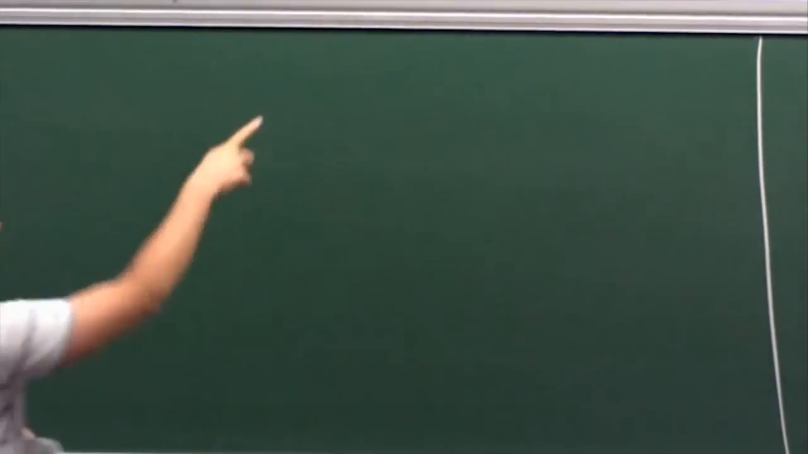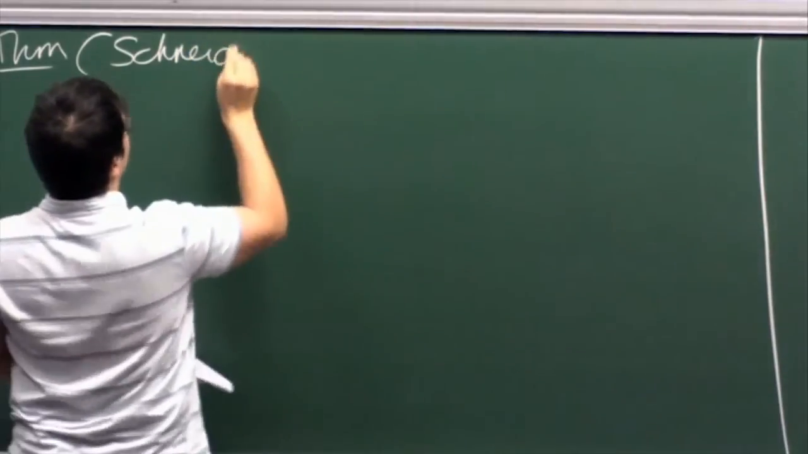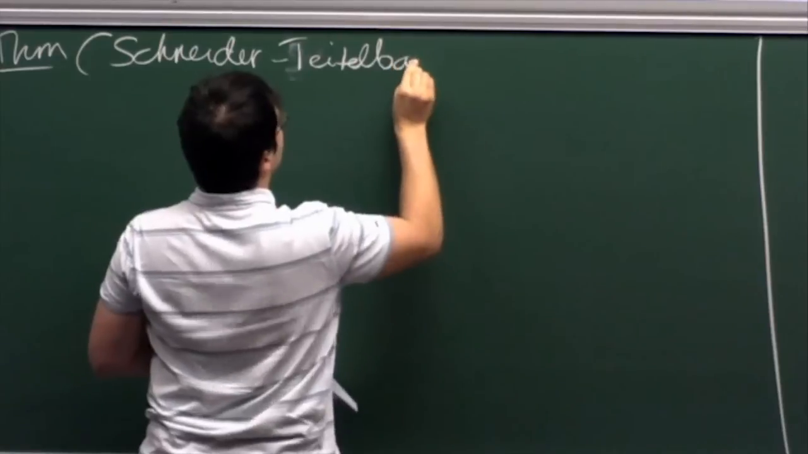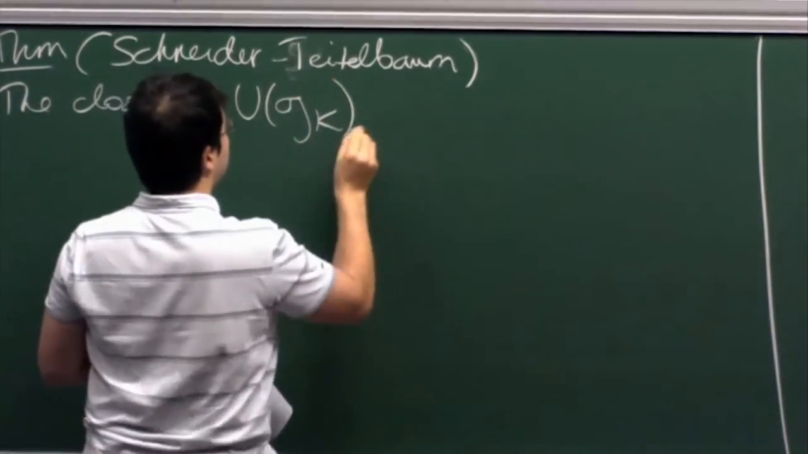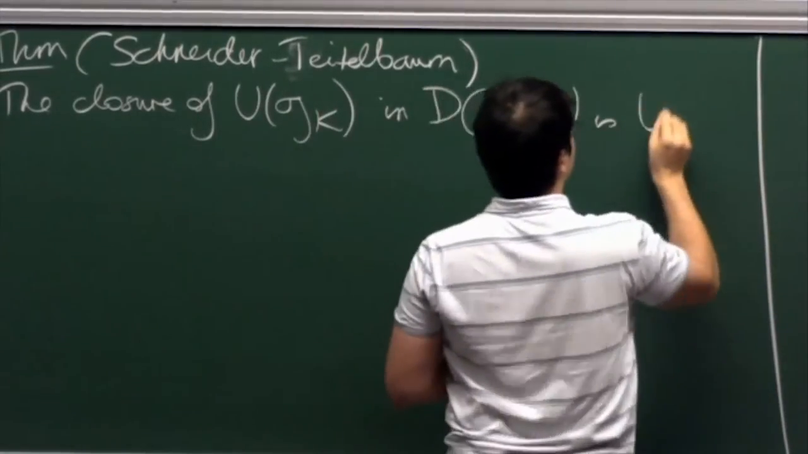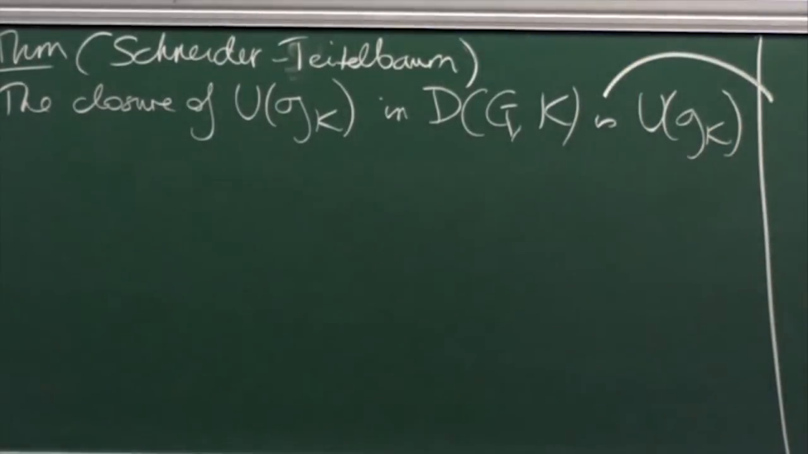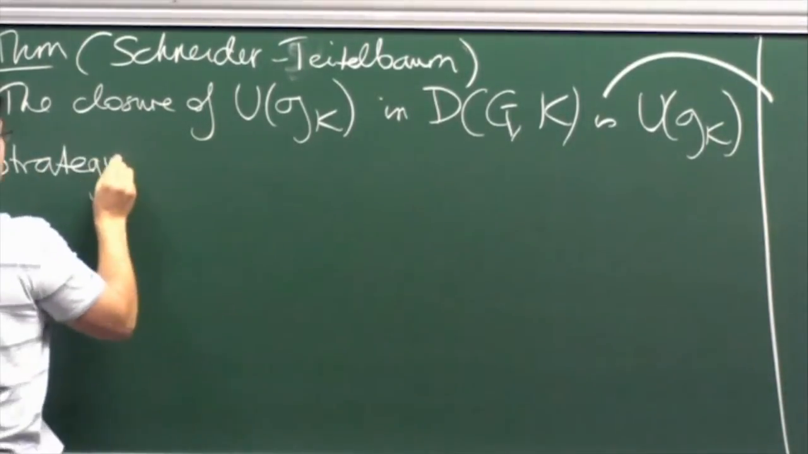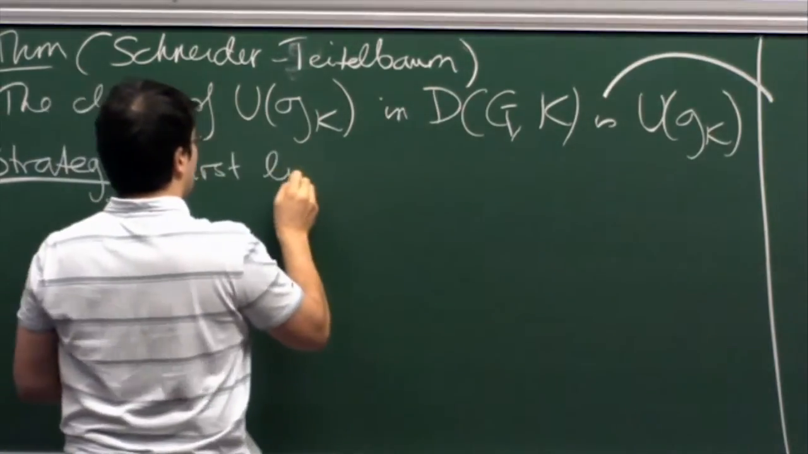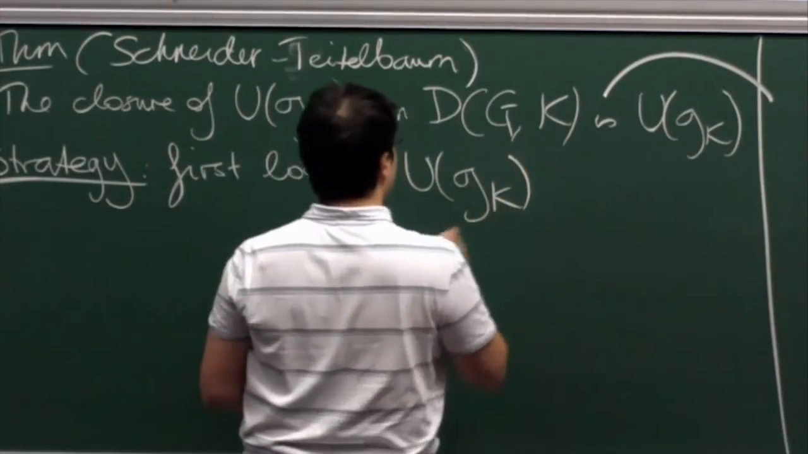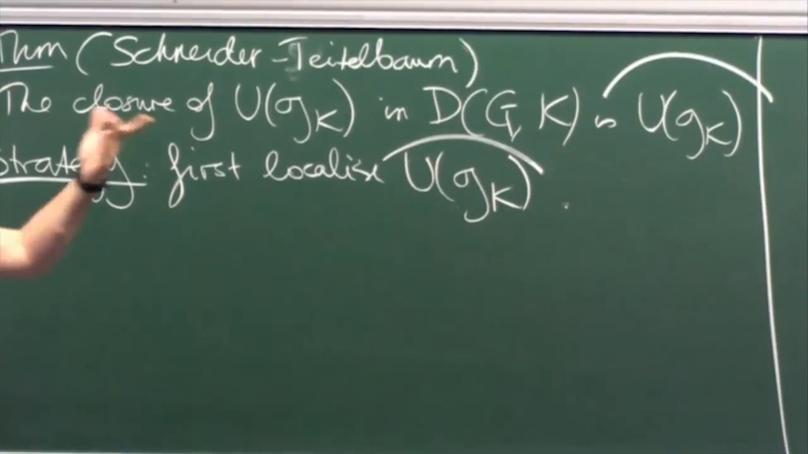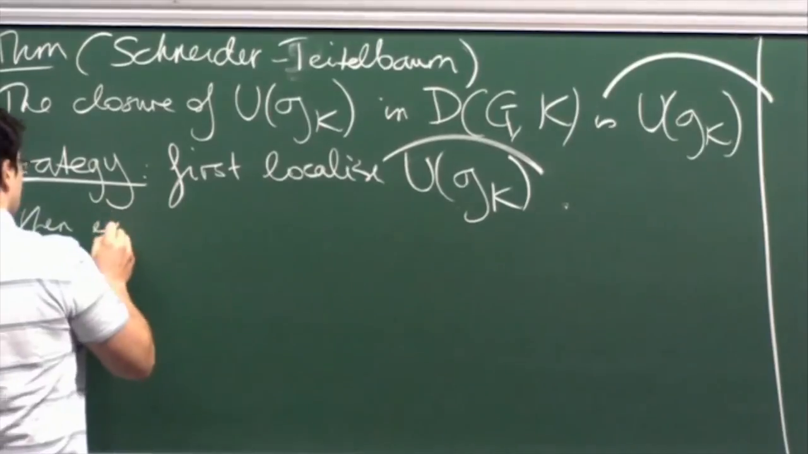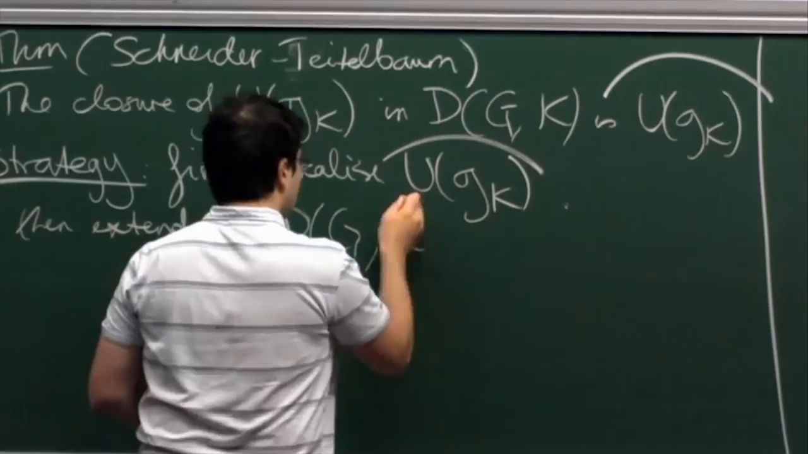So, let's just define that to be the Arens-Michael envelope, and then the theorem, essentially due to Schneider and Teitelbaum. It says that the closure of this is the Arens-Michael envelope. And so the strategy is to first localize U(g)_{K,cap}, localize in an imprecise sense, in the sense of proving the analogous theorem to the Beilinson-Bernstein theorem listed later there, and then extend to the distribution algebra. Okay.